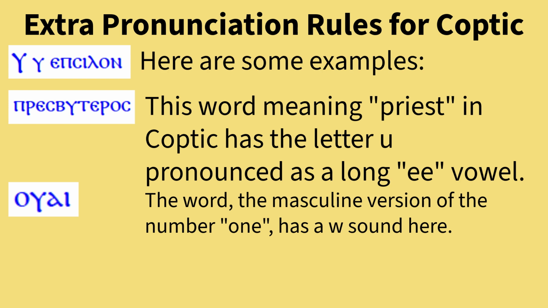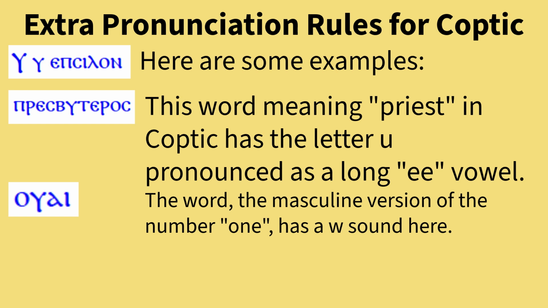This first word is pronounced braswidros, which is borrowed from the Greek presvyteros, but in Coptic it's pronounced braswidros. This word meaning priest in Coptic has the letter epsilon pronounced as a long E vowel because it's on its own. It's surrounded by two consonants, the letter ⲿ and the letter deb, and it's simply pronounced as an E.